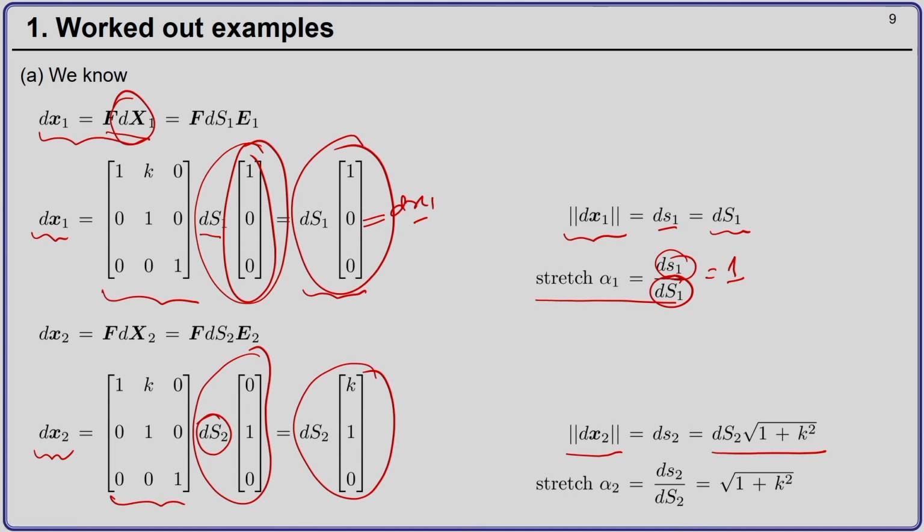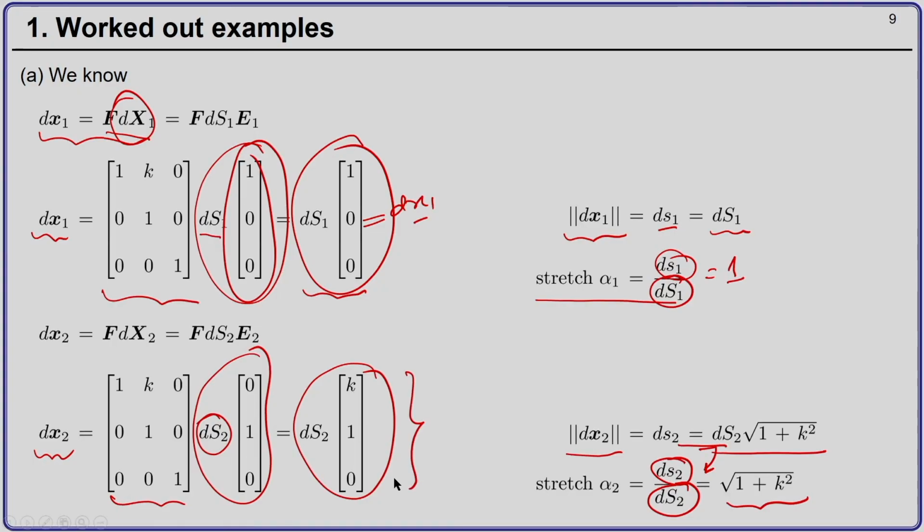So the stretch will be the length of the vector in the spatial configuration divided by the length in the material configuration, which from here is root over 1 plus k square. So in the E1 direction there is no change in the length of the vector, and in the E2 direction there is the following change.